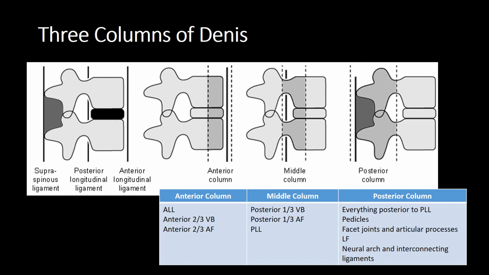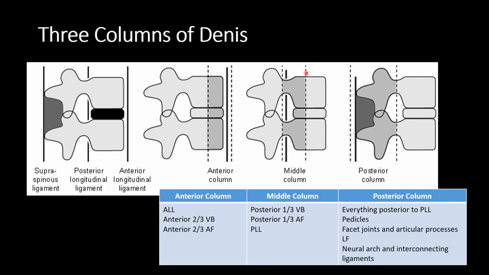So very quickly, as I said, the anterior longitudinal ligament runs down the anterior vertebral body. The posterior longitudinal ligament is tightly bound to the posterior vertebral body. Then you've got your ligamentum flavum, and then you've got your supraspinous ligament. So your anterior column consists of your anterior longitudinal ligament, 2/3 of the anterior vertebral body and 2/3 of the annulus fibrosus.